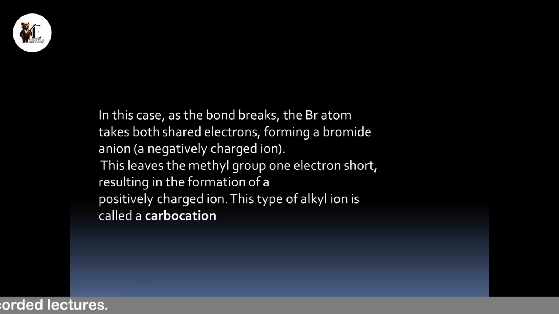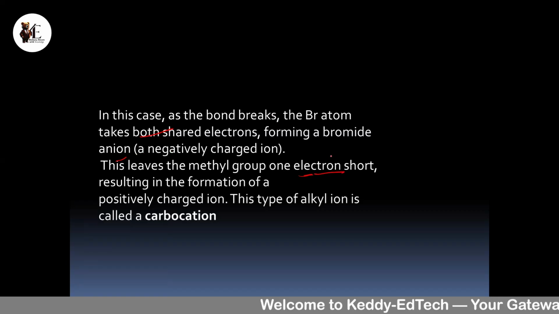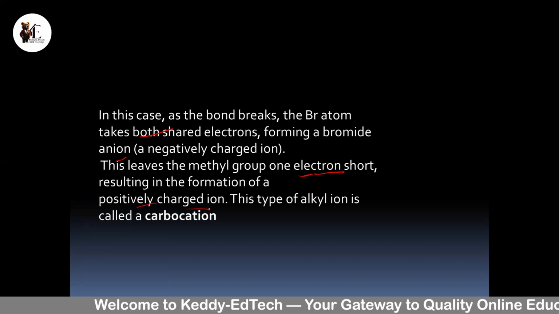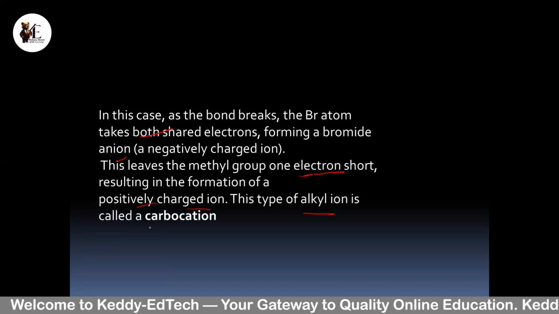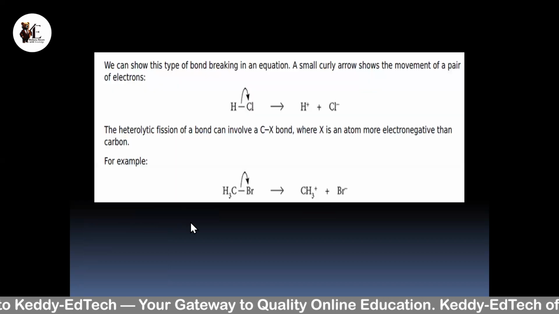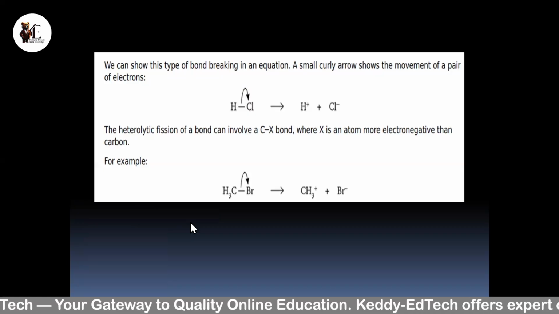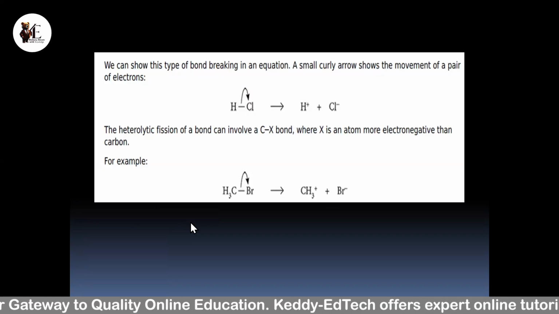So in this case, as the bond breaks, the bromine atom takes both shared electrons, forming a bromide anion, which is your negatively charged ion. This leaves the methyl group one electron short, so resulting in the formation of a positively charged ion because of the loss of one electron. So this type of alkyl ion is called a carbocation. So this CH3 plus is called a carbocation, right? And Br minus is known as anion.